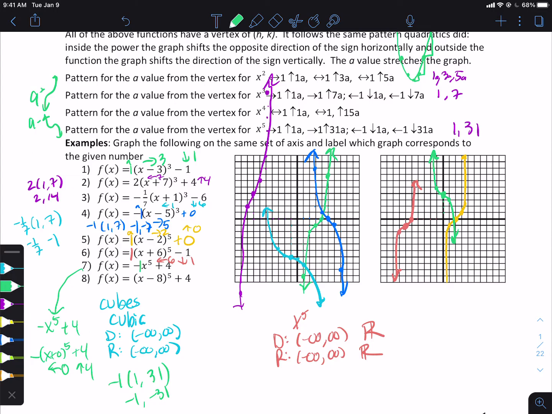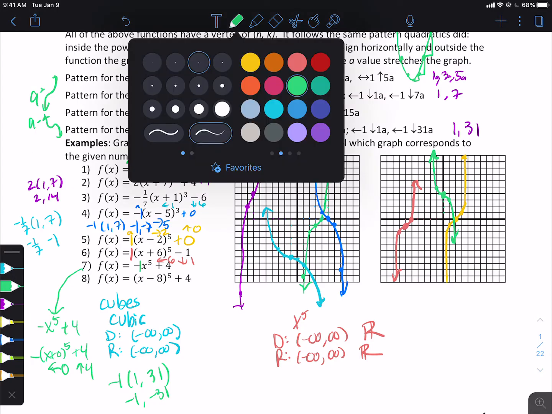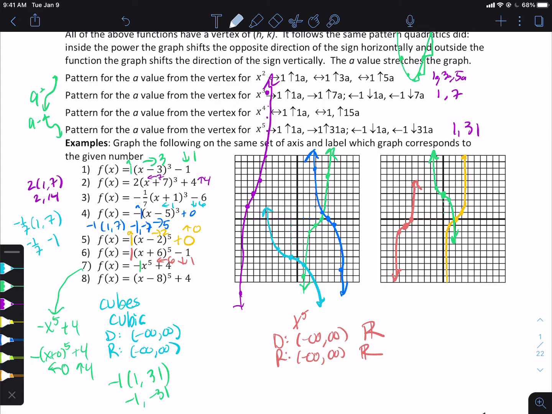See if you can get the last one all the way. Okay, if you're not done, you can pause the video. So here we're going to go the opposite direction inside the parentheses horizontally. So I'm going to go right by 8 and up by 4. So I know there's 10 squares here, so I'm just going to go back to 8 and then up 1, 2, 3, 4.